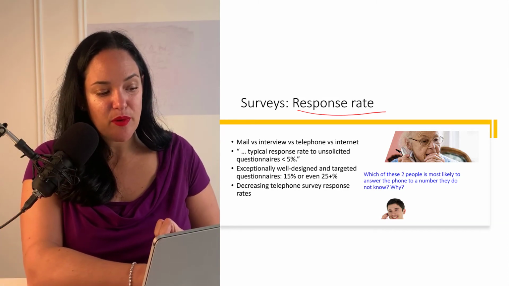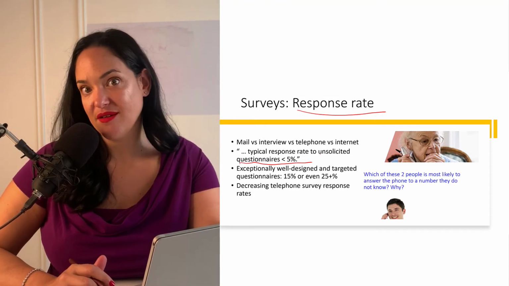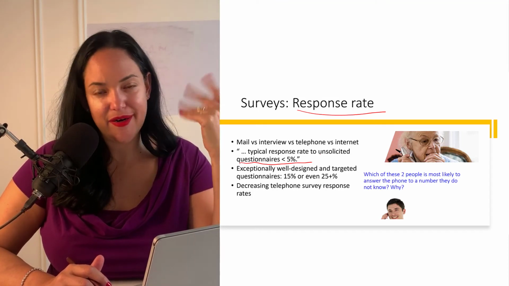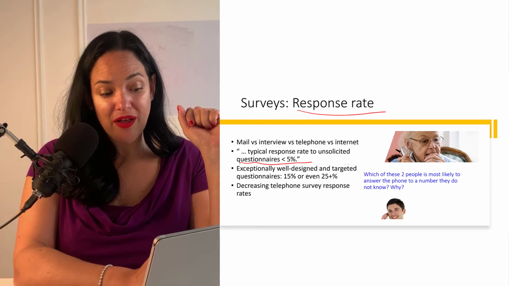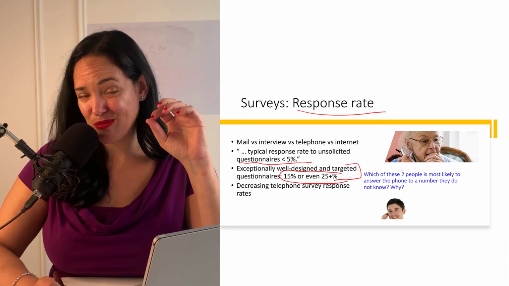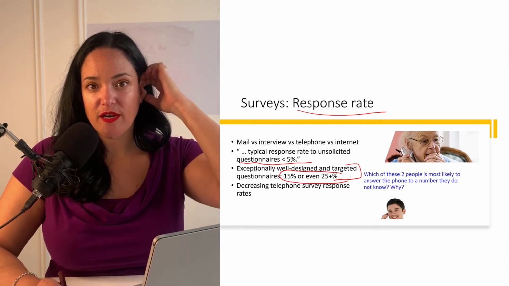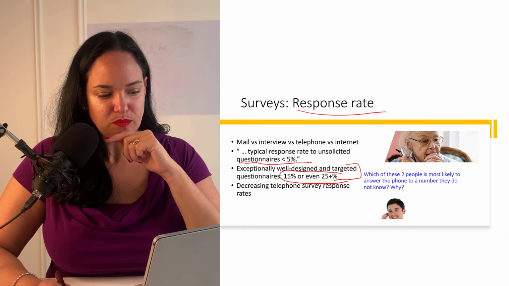A typical response rate to unsolicited questionnaires, so let's say you just send out emails and say, answer this questionnaire, honestly, less than 5% are typically going to answer, okay? If it's well designed and targeted, an excellent response rate, which is actually still pretty low, is about 15 to 25% of that population that you are sampling.